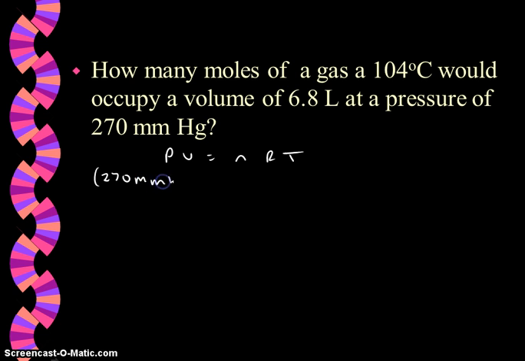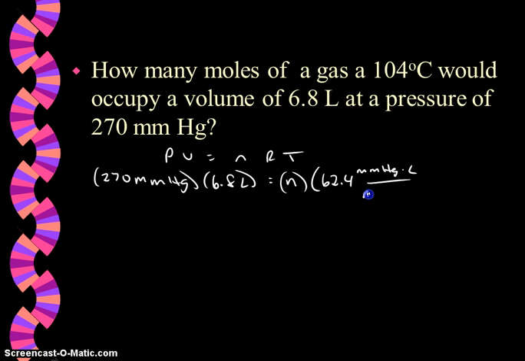270 millimeters of mercury. For V, 6.8 liters. We're trying to find the number of moles of gas, so we'll plug in n. We're going to need to use the R value that matches up with millimeters of mercury, and that's 62.4.